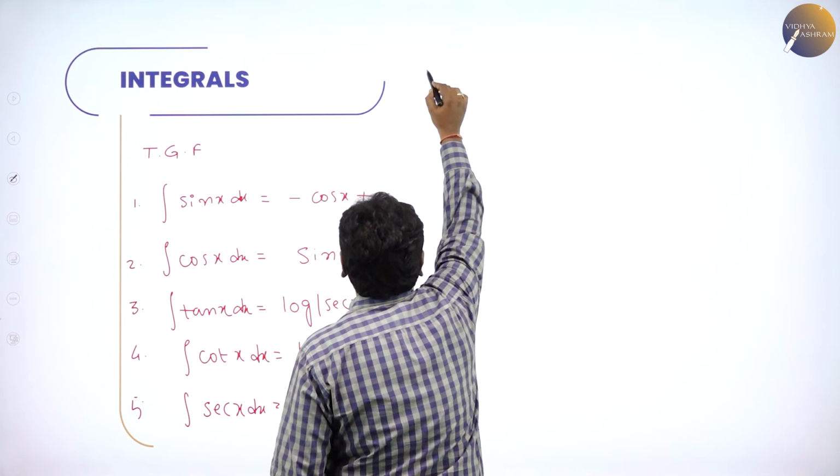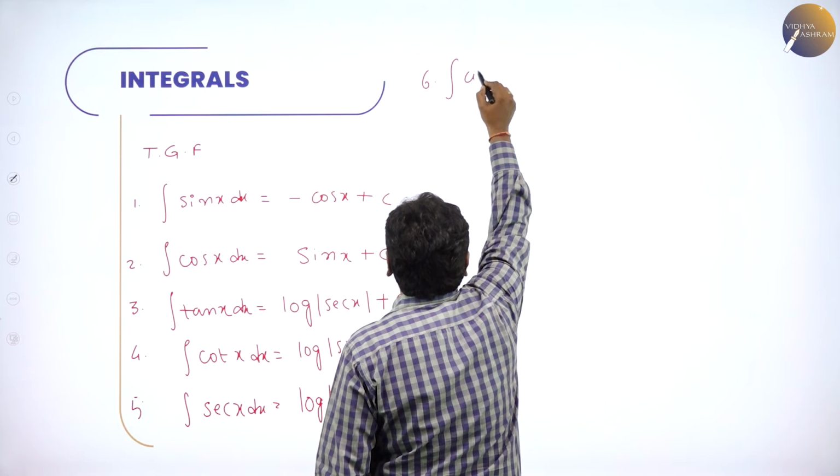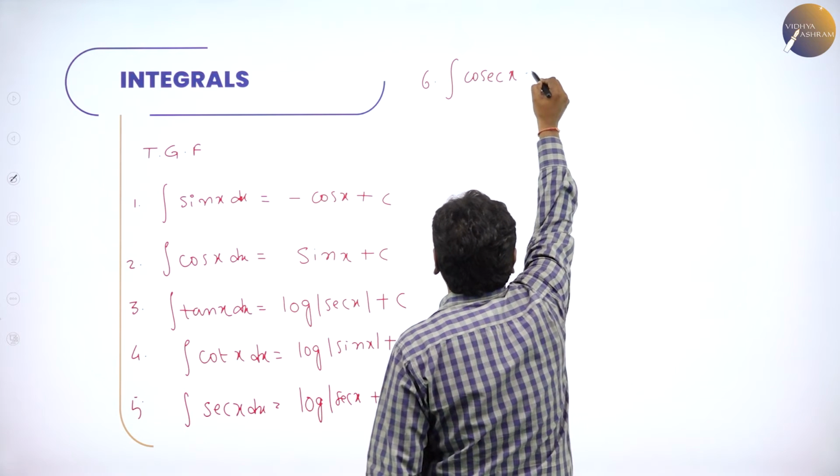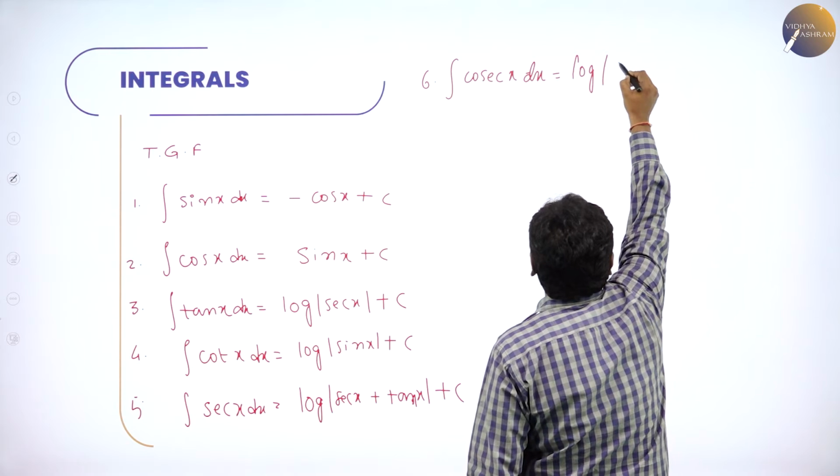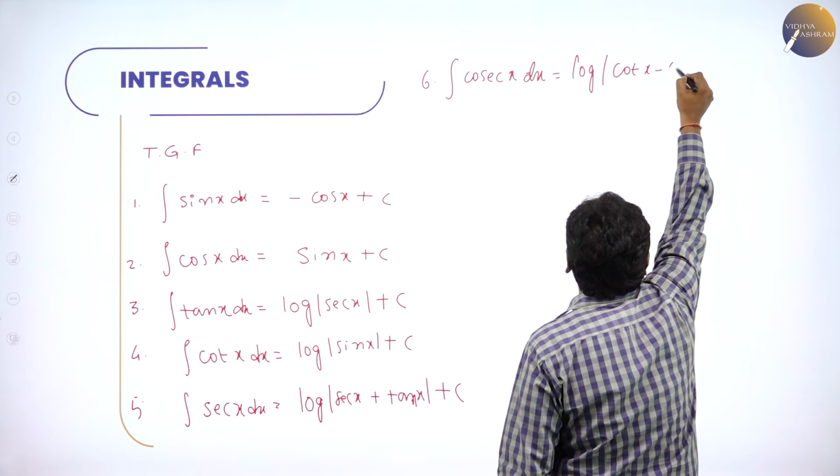Then the last but important one, that is integration of cosecant x. Integration of cosecant x with respect to x is log of mod of cot x minus cosecant x.